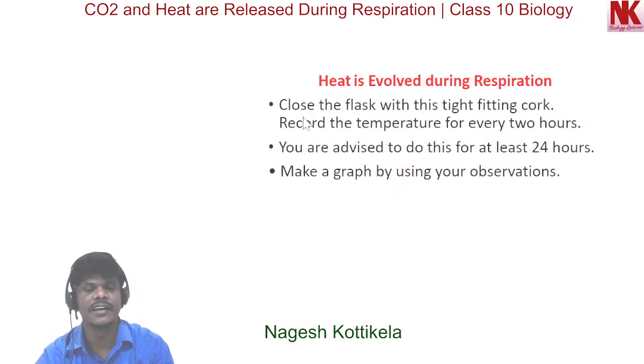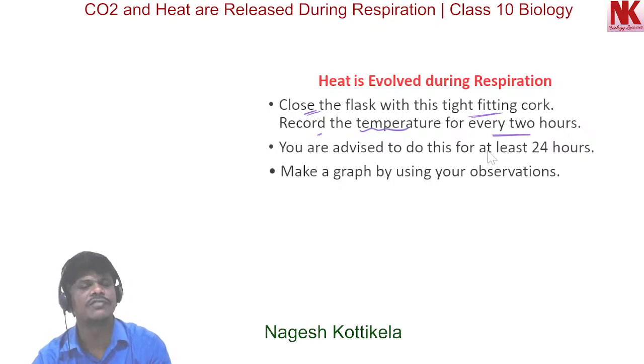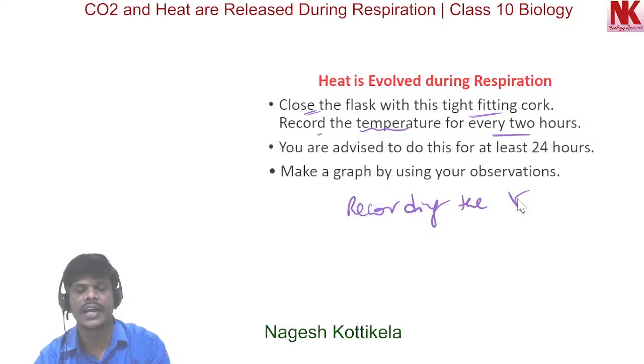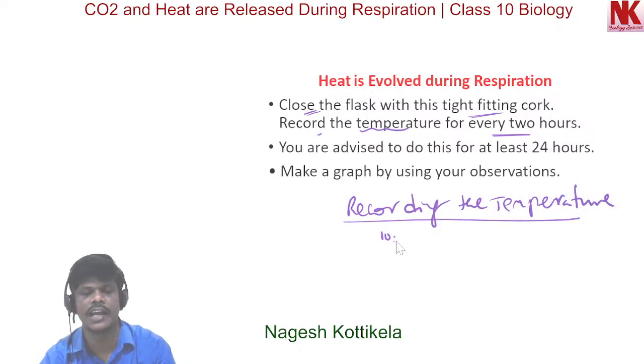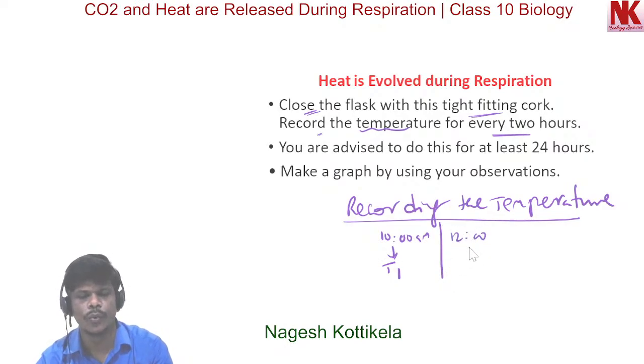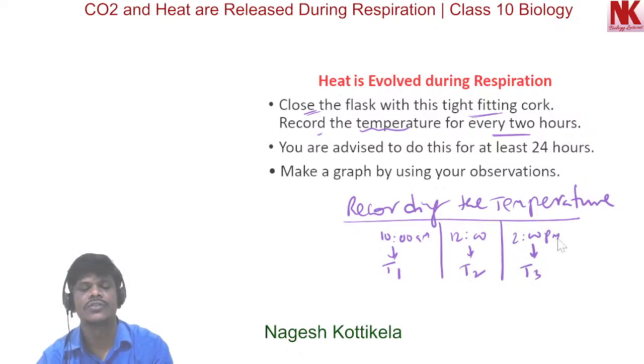Now moving to the next, close the flask with this tight fitting cork, and record the temperature every 2 hours. After every 2 hours we need to record the temperature. Let's suppose the activity started at 10 a.m.; then what is the temperature? Then after that, 12 o'clock, what is the temperature? Then after that, 2 p.m., what is the temperature? So like this, after every 2 hours we need to record the temperature. You are advised to do this for at least 24 hours. So this activity can be performed for about 24 hours.